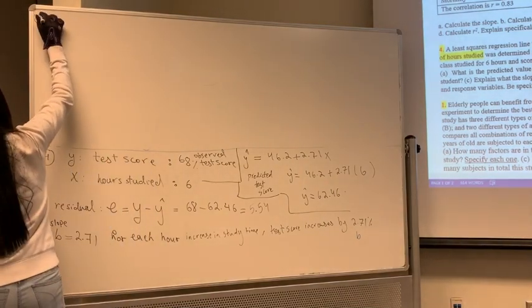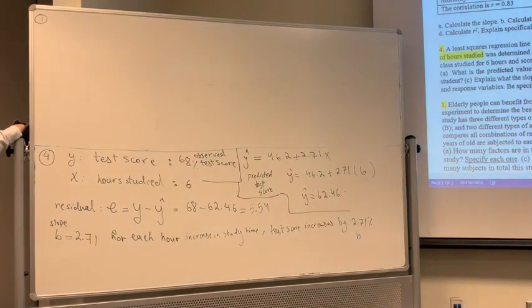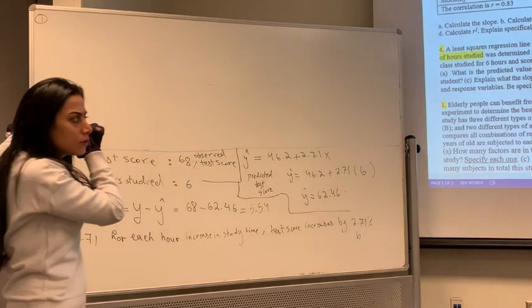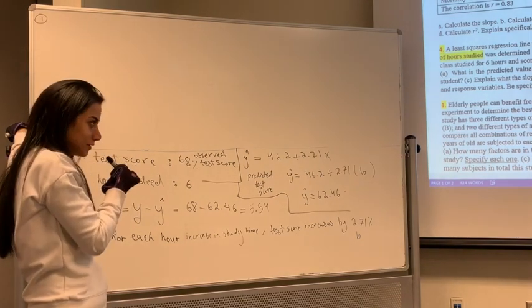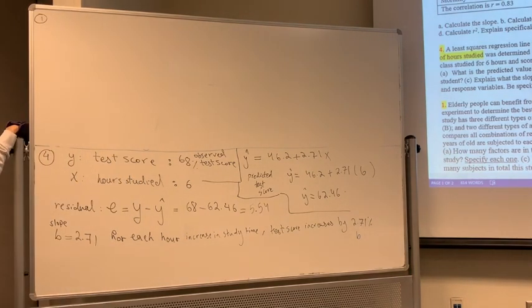It says elderly people can benefit from newly acquired exercise regimen. What is that? A gerontologist conducts an experiment to determine the best combination of aerobic and resistant exercises in people over 70 years old.